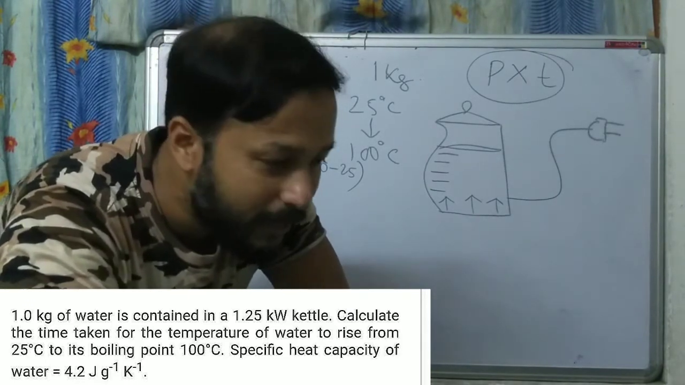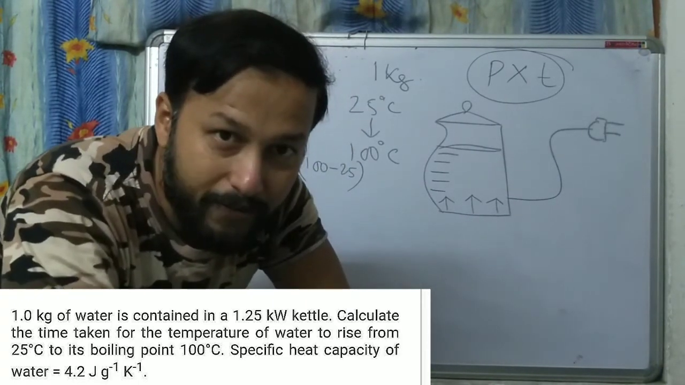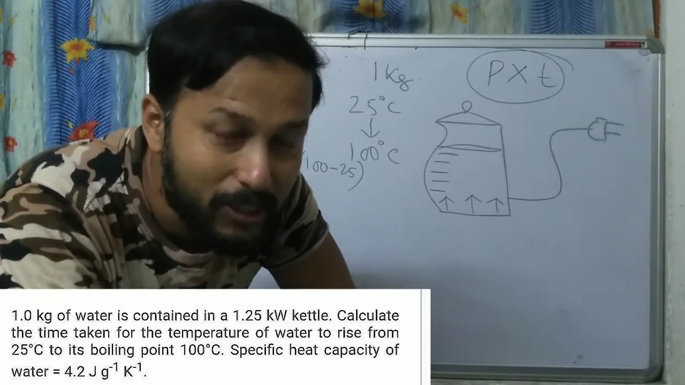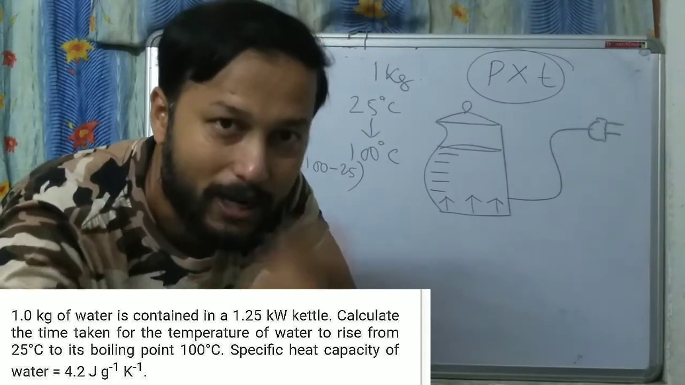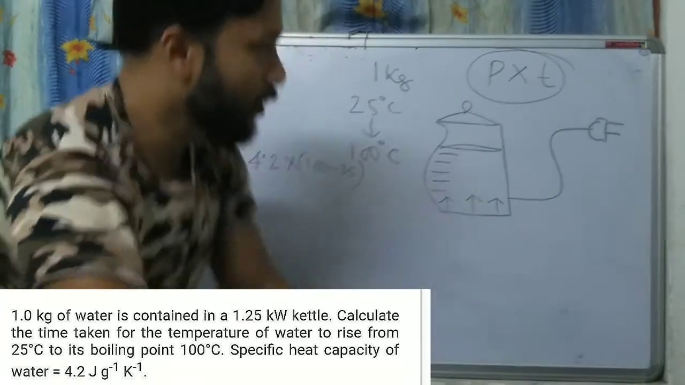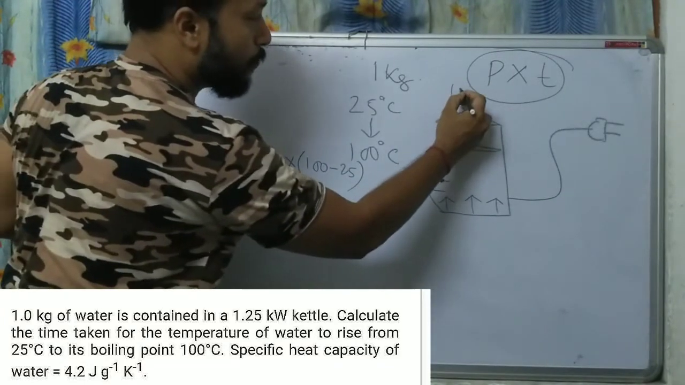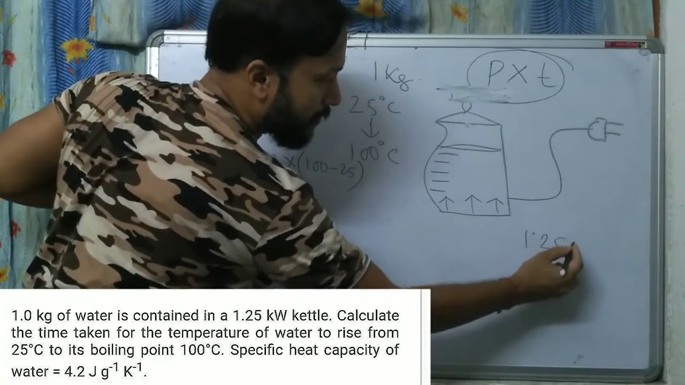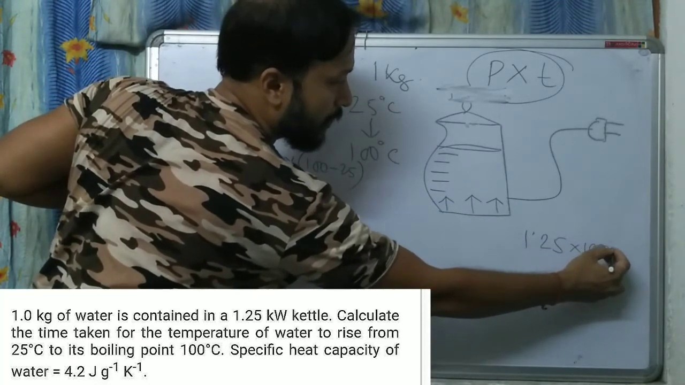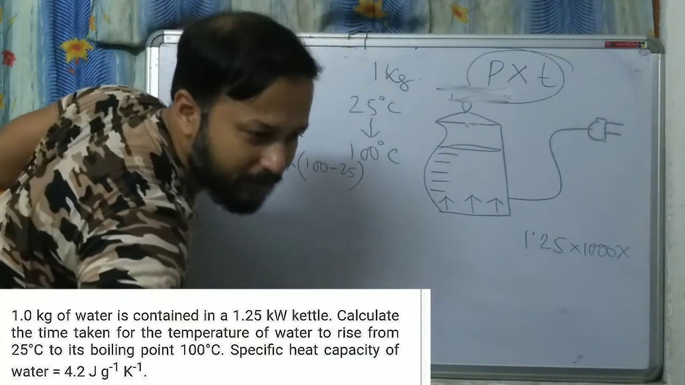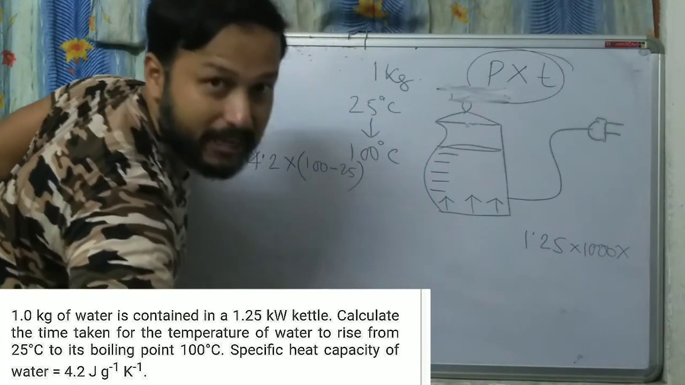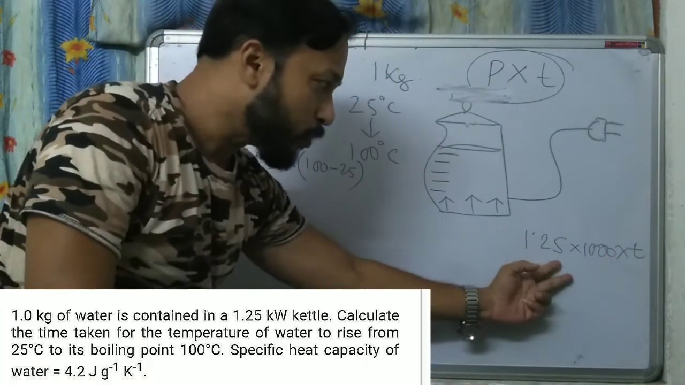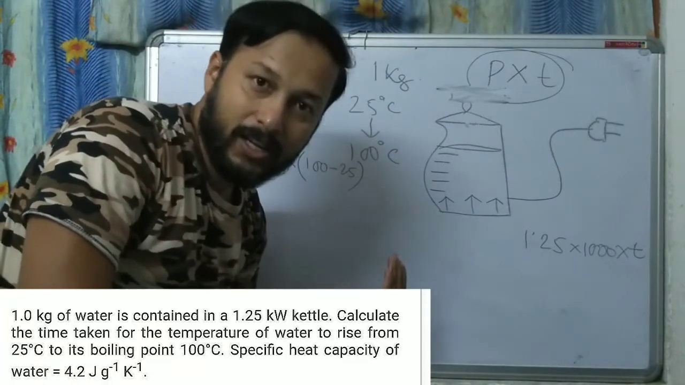Understood? What is the power of the kettle? That is given as 1.25 kilowatt, but you need to change it. 1.25 kilowatt means 1.25 into 1000 watt. You have to convert it by multiplying by 1000. So power is 1.25 into 1000, into time. Time is not given here. We have to find the time. Okay, this is the amount of heat the kettle is giving.